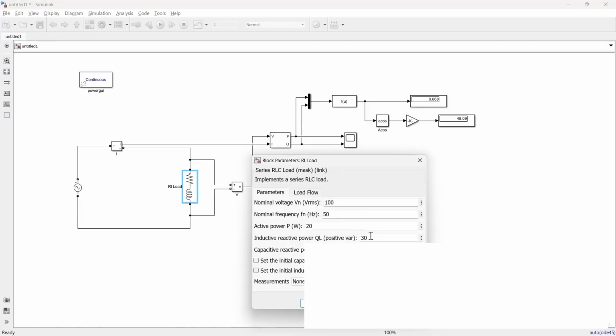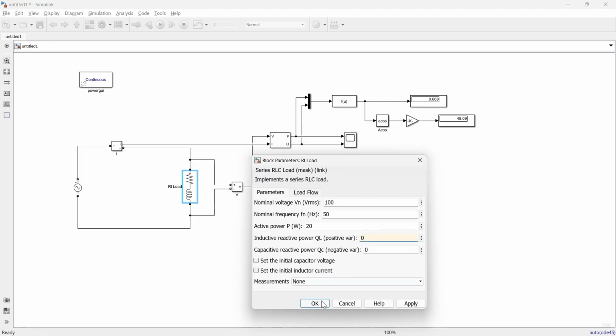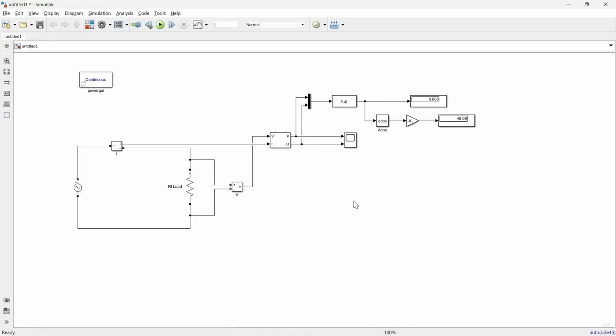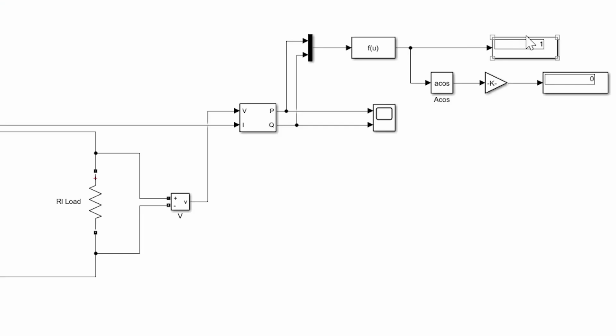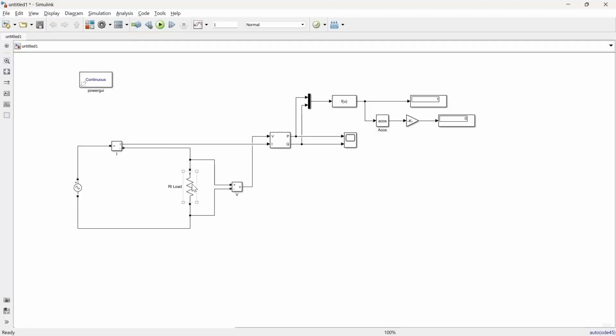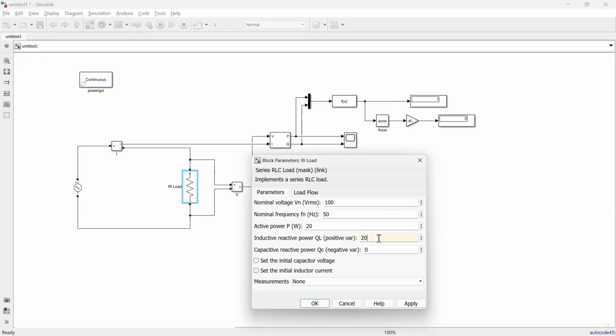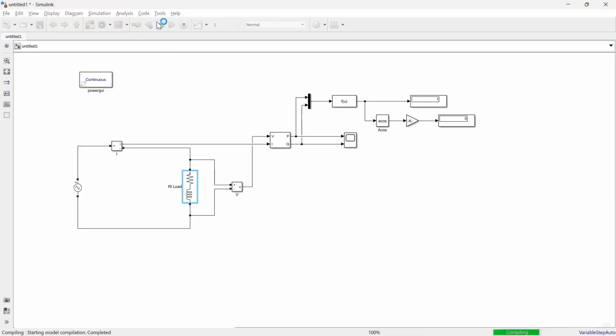Let me change it again. Now I am making reactive power 0. So when the reactive power is 0, what should be the power factor? Any guesses? Write your guesses in comments and we'll see it now. The power factor is unity and the angle is 0. Change it again. And the result is in front of you. So this is how you can measure power factor in Simulink.